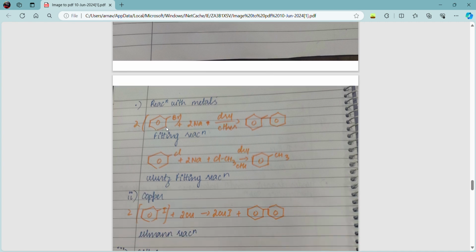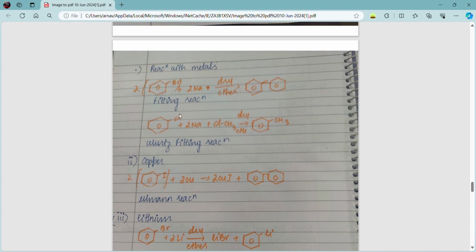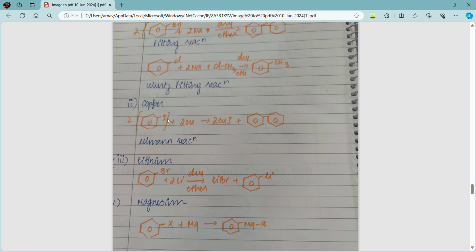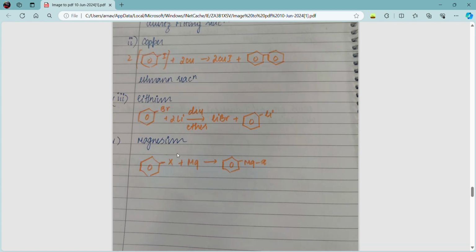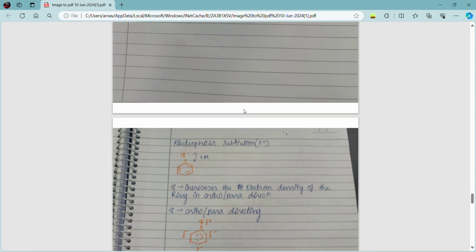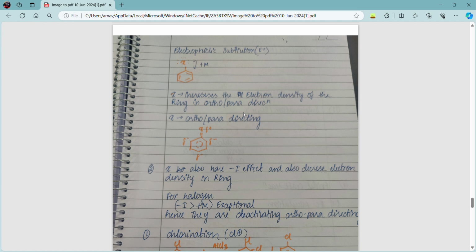Then again, this is the Fittig reaction. Use sodium and dry ether, and there's one more, the Wurtz-Fittig reaction. Then reaction with copper, lithium. These two are not important, but reaction with magnesium is important to form the Grignard reagent. Next is electrophilic substitution.